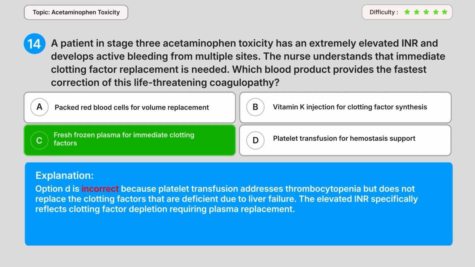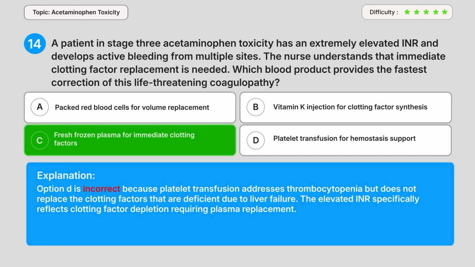Option D is incorrect because platelet transfusion addresses thrombocytopenia but does not replace the clotting factors that are deficient due to liver failure. The elevated INR specifically reflects clotting factor depletion, requiring plasma replacement. A patient in stage 3 acetaminophen toxicity has an INR through the roof and is bleeding from multiple sites. This is a coagulopathy emergency.